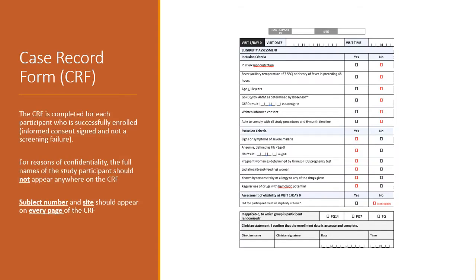The case record form is completed for each participant who is enrolled, and they must have informed consent signed. For reasons of confidentiality, the full names of the study participant are not written on the CRF. It is rather the subject number and the site, which appears on every page of the CRF. In the Cambodian CRF, you can see that the participant ID and the site are at the very top of the page.